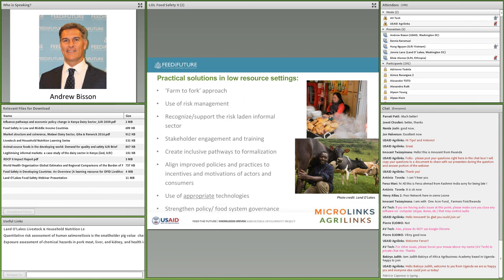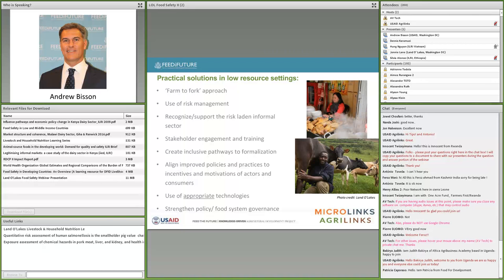So, final slide here. Foodborne disease is a solvable problem, and before we travel around the world to hear from our expert presenters, here's a menu of some proven impactful approaches and practices. A farm-to-fork approach, application of control interventions at multiple points in the food chain. The use of risk management as a systematic and objective tool to guide interventions.